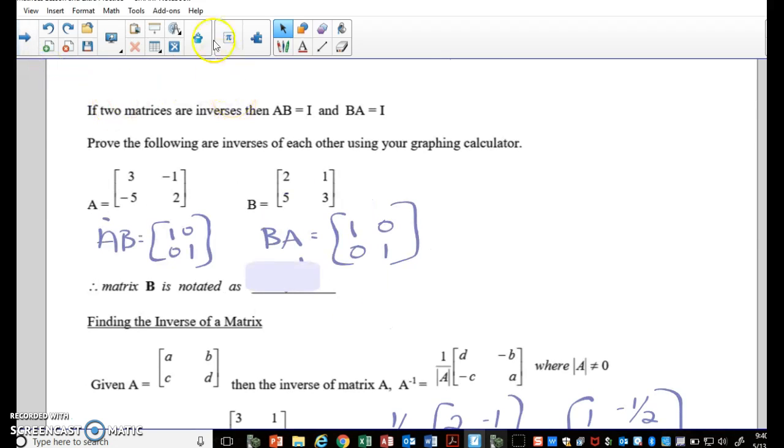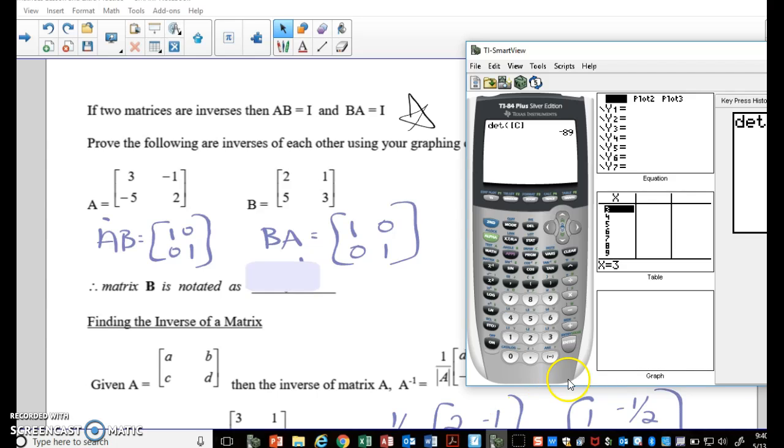Now, here's an important definition, okay? You're going to be using this a lot. If 2 matrices are inverses, then A times B is equal to the identity matrix, and B times A is equal to the identity matrix as well. So we can prove that these 2 are inverses by using our graphing calculator.